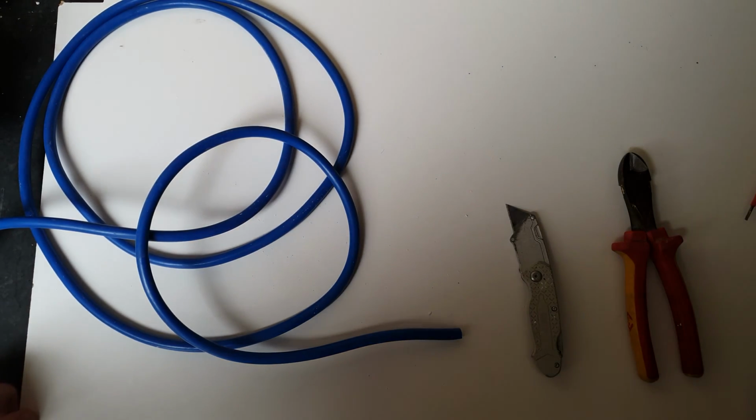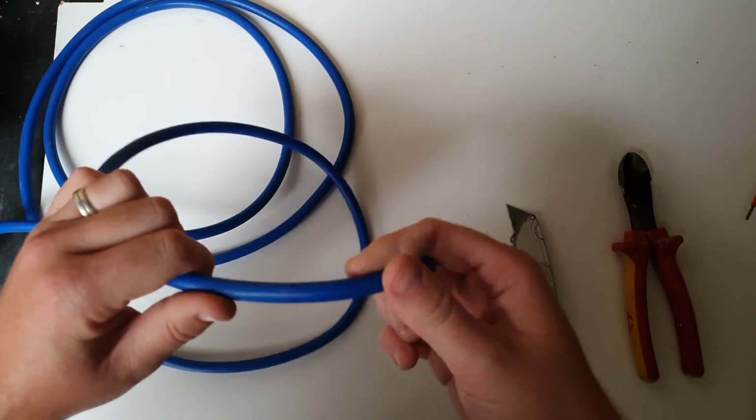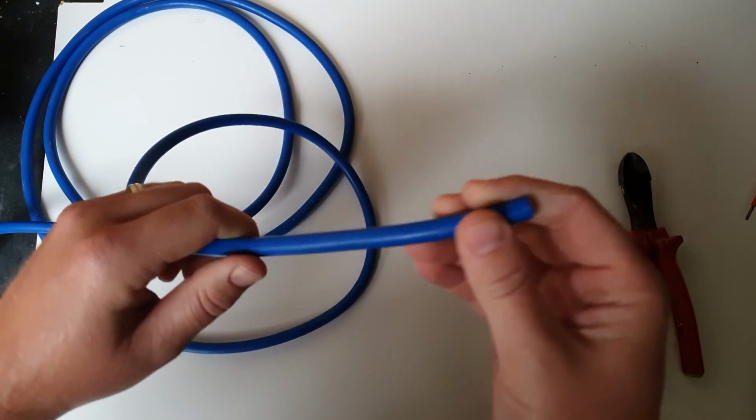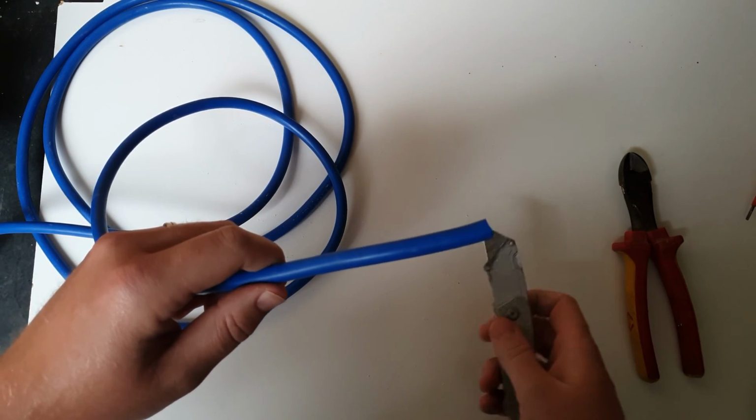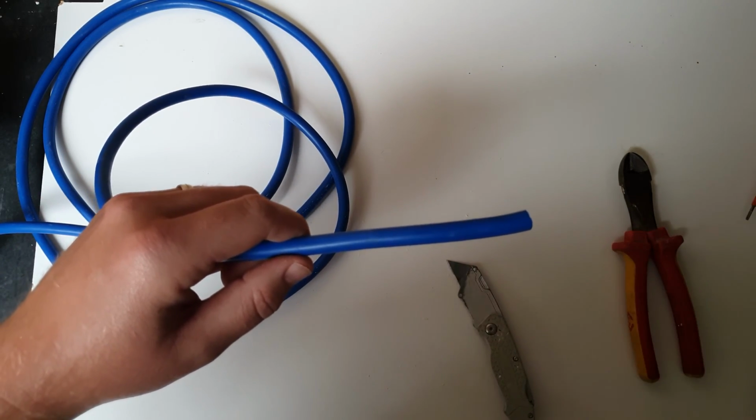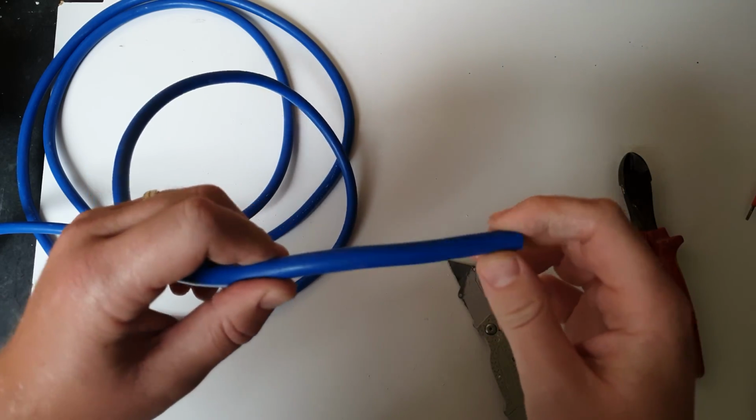Hi guys, in this video I'm going to show you how to strip flex. This is a 2.5 3 core Arctic flex, so it's a bit tougher than a normal flex, but the principle's the same. I'll show you with a knife and with cutters. Some sites don't let you use knives anymore.